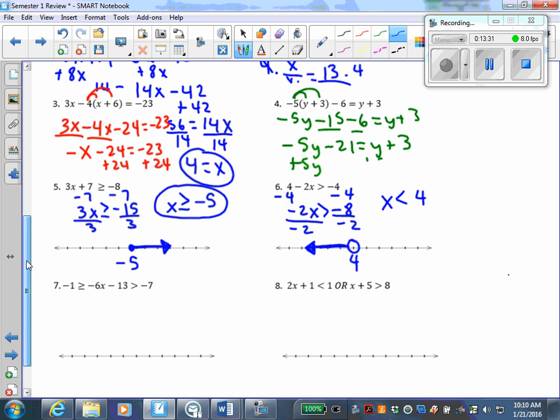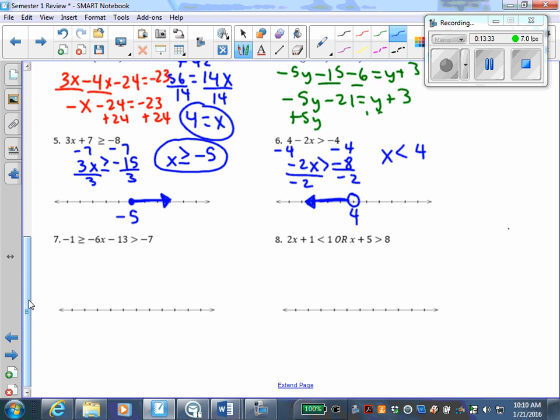Number 7 and 8 are what we call compound inequalities. It's 2 inequalities in one, basically. So negative 1 is greater than or equal to negative 6x minus 13 is greater than negative 7. So what we want to do is break it up into 2 parts. So here's the first part. So I'm going to rewrite that over here.